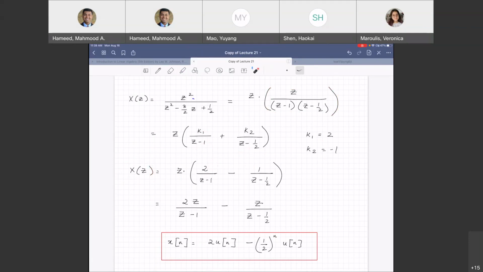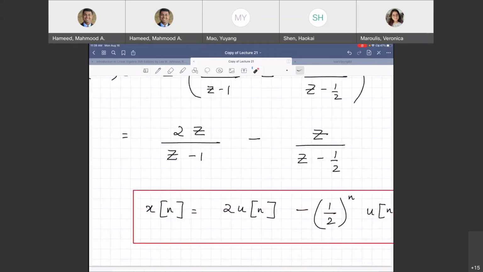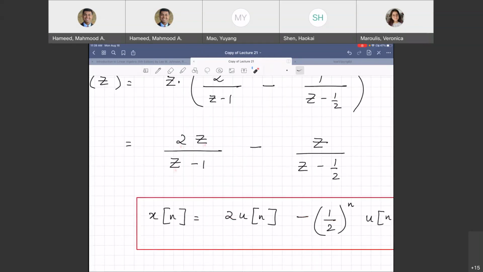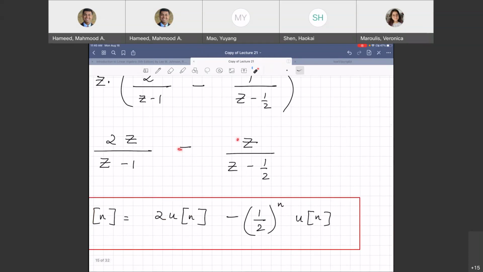So save the z term. Whatever remains, do the partial fraction expansion for that. Now you are in this particular form for which we already know the inverse z. 2 times, what is this? 2z divided by z minus 1. What is that? 2 times u of n. And then for this guy, what do you have? Minus 1 times half to the n u of n.